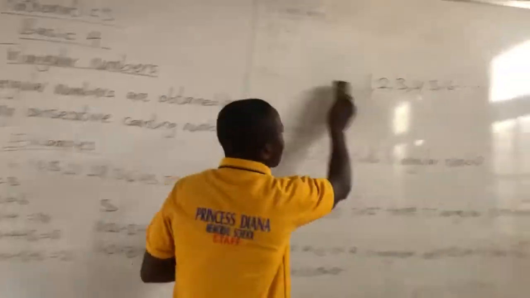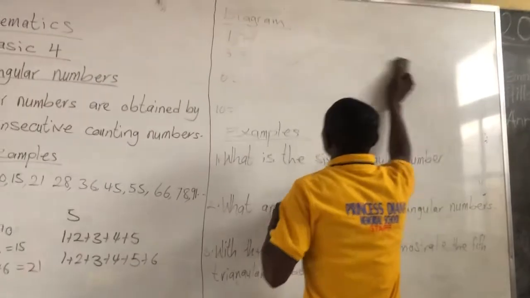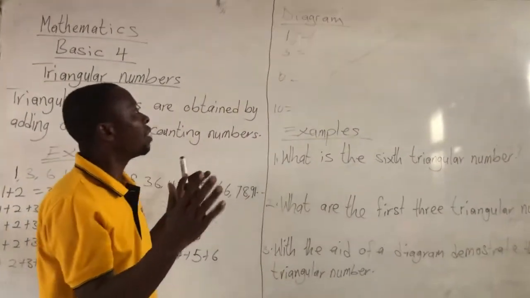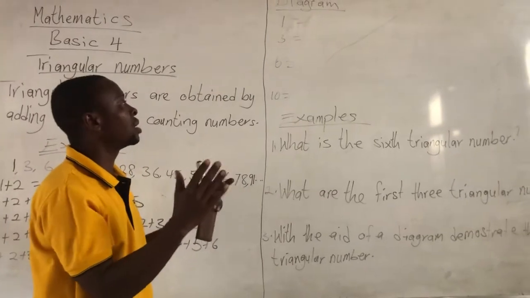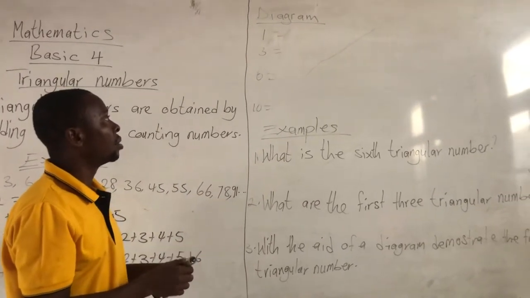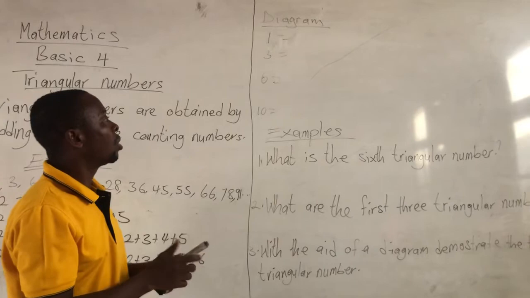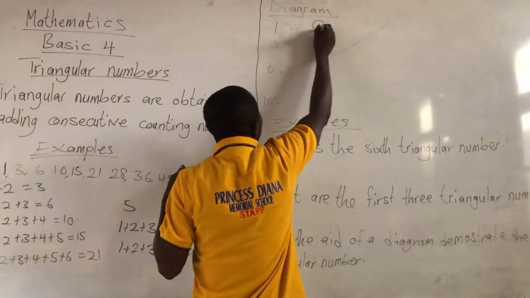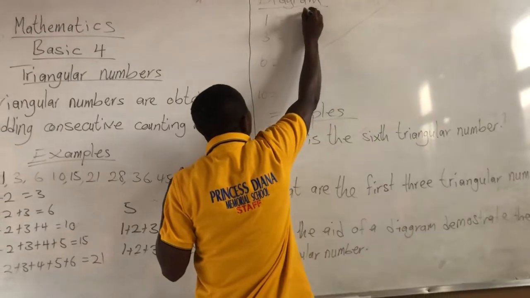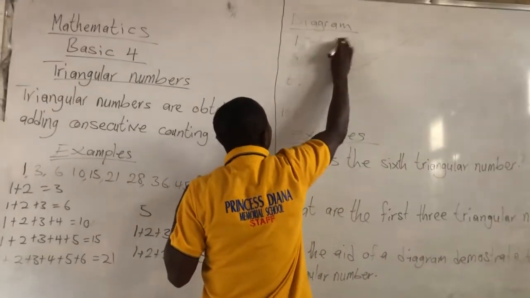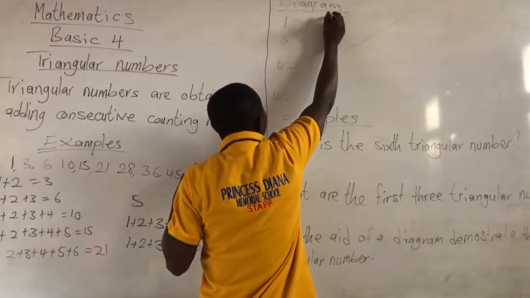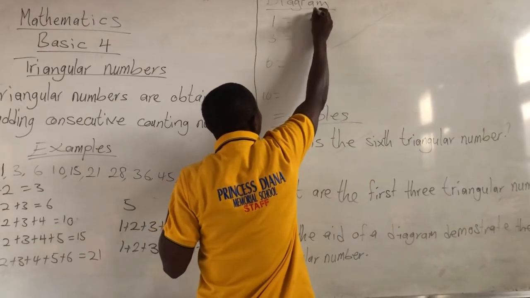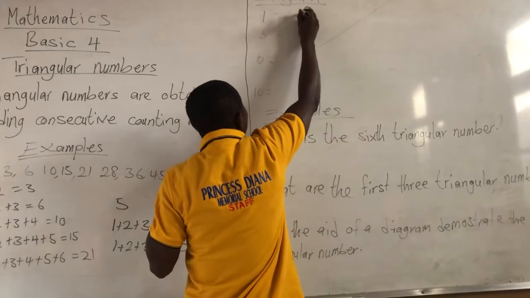Now let's look at some diagrams. Triangular numbers have a form. When we draw their diagram, you can see the diagram is always in the form of a triangle. So let's draw this. You can draw 1, and you can see it is in the form of a triangle.